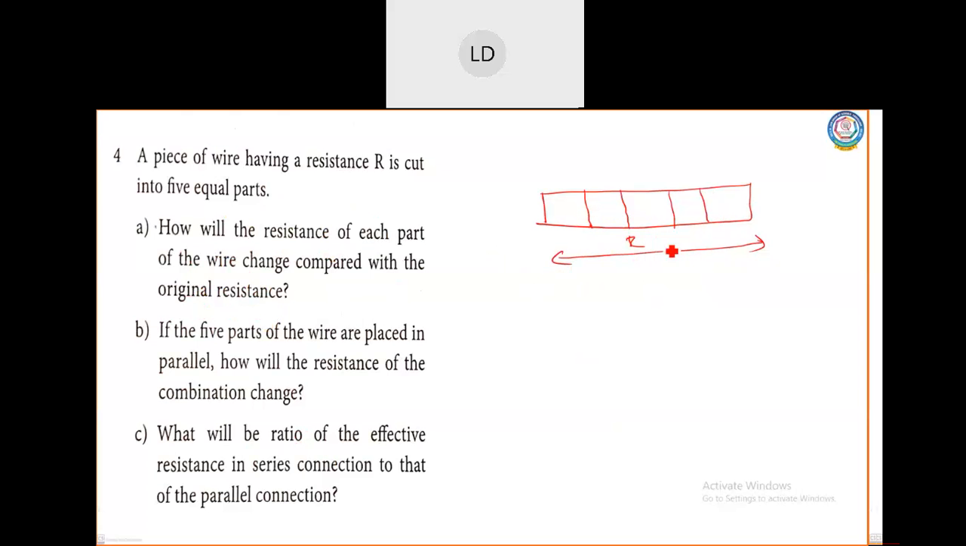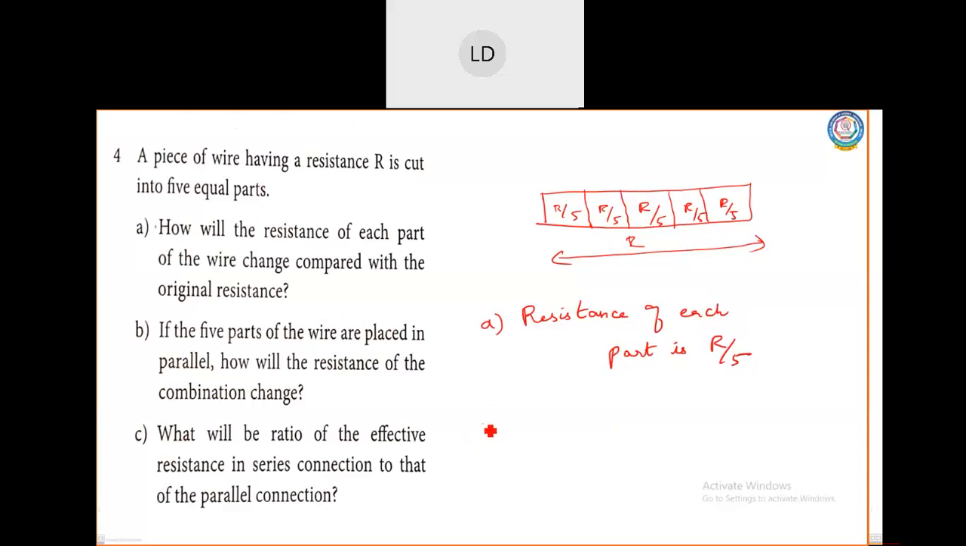The total resistance is R. If it is going to be divided into 5 parts, each part will be what? Each part will be having the resistance of R by 5. So which is the first answer. So therefore, for A, what is the resistance of each part? The resistance of each part is R by 5. Clear? The next question.